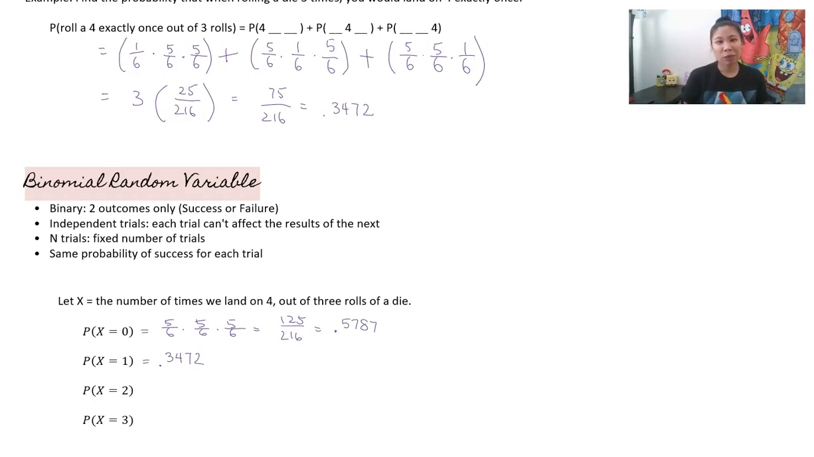Then if I were to find the probability that X equals 1, meaning I roll a 4 exactly once out of the 3 tries, we did that earlier, where we wrote it all out. So we got 34.72% from that.